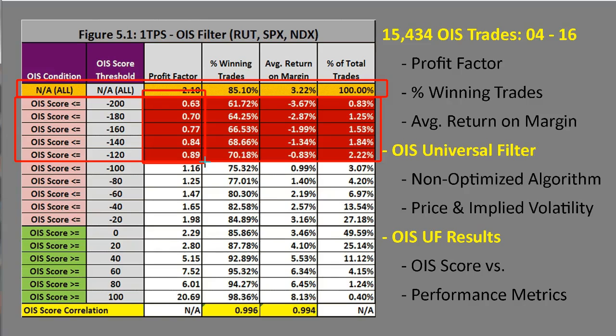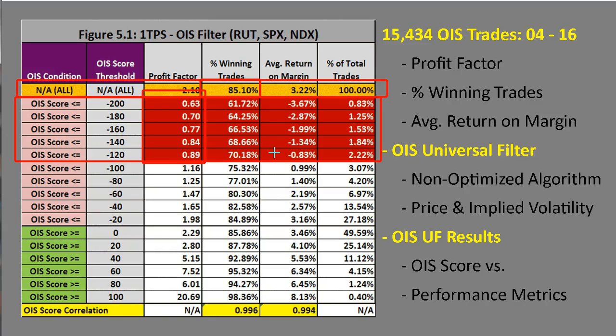In addition, the percentage of winning trades ranged from 61.72% all the way up to 70.18%, which again were significantly less than the percentage of winning trades of 85.10 for the unfiltered trades. And finally, the average return on margin for backtests within that region of negative 120 to negative 200 were minus 3.67 all the way up to minus 0.83. So again, by definition, these were losing strategies in that region, which makes sense.